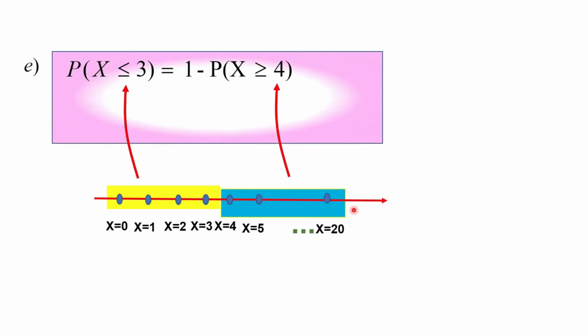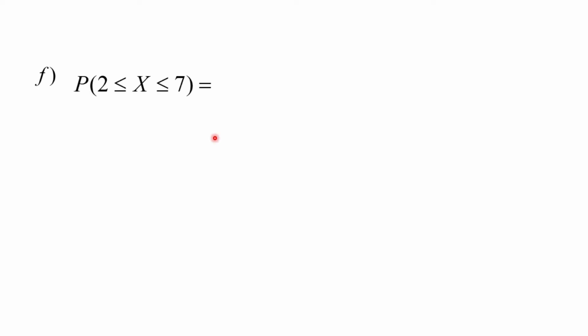So by using the table, you can read the value for probability x more than or equal to 4, that is 0.0290. 1 minus this value, and the answer is 0.971. Okay, what about F? Find the probability for x more than or equal to 2, less than or equal to 7.